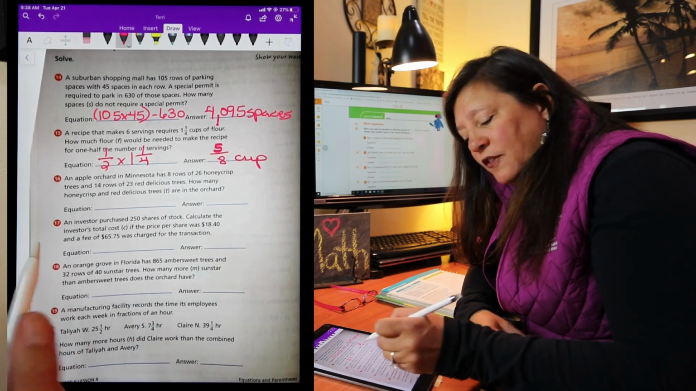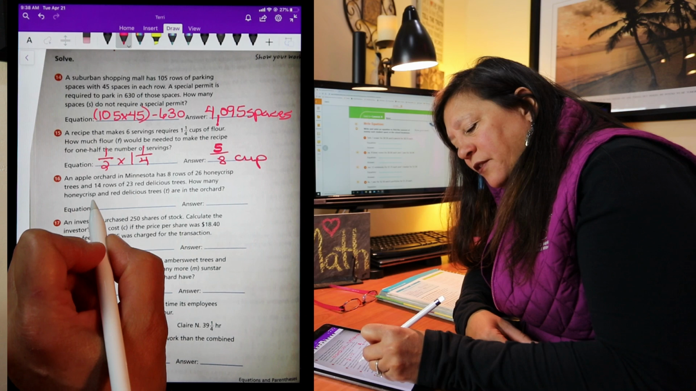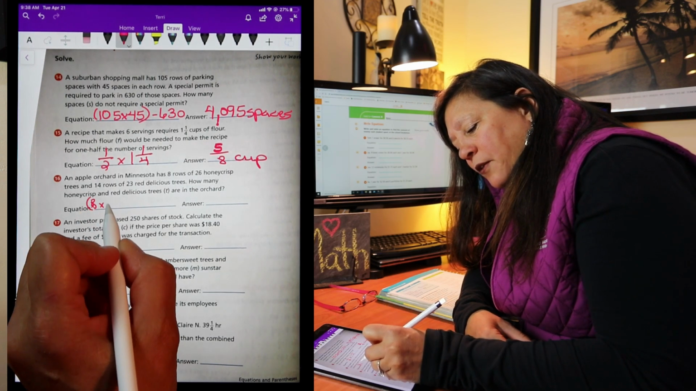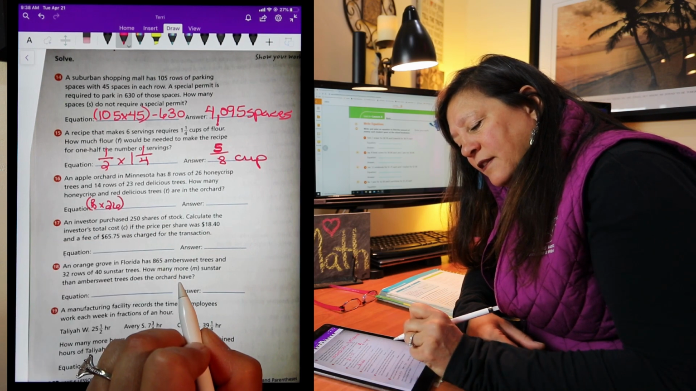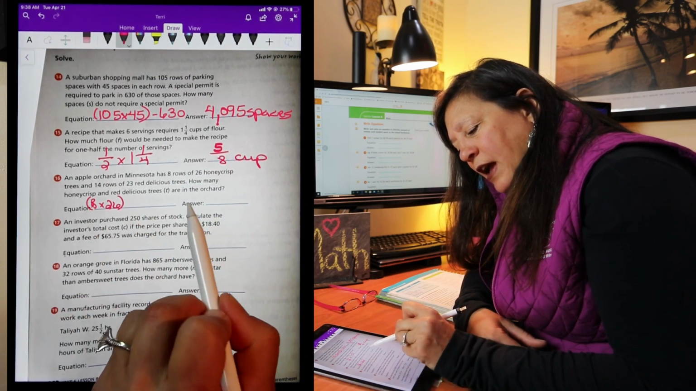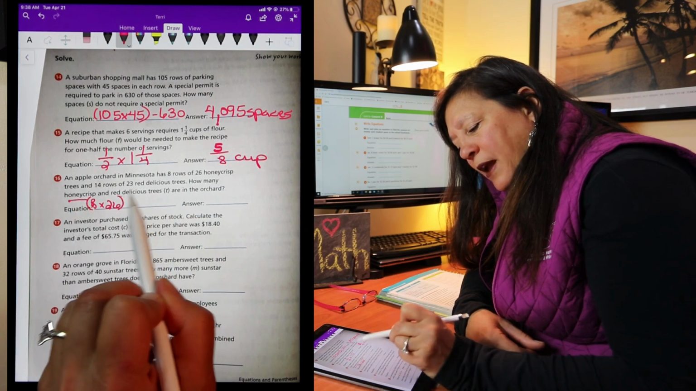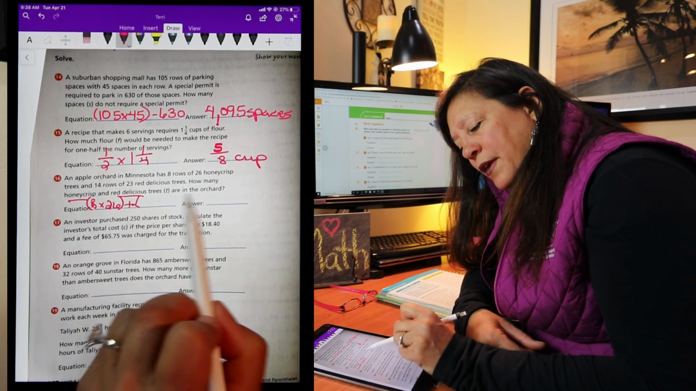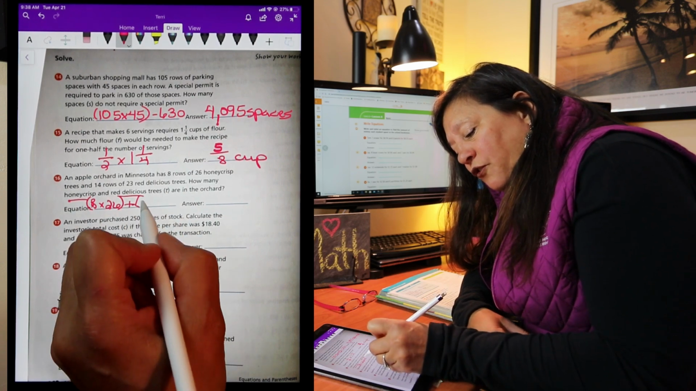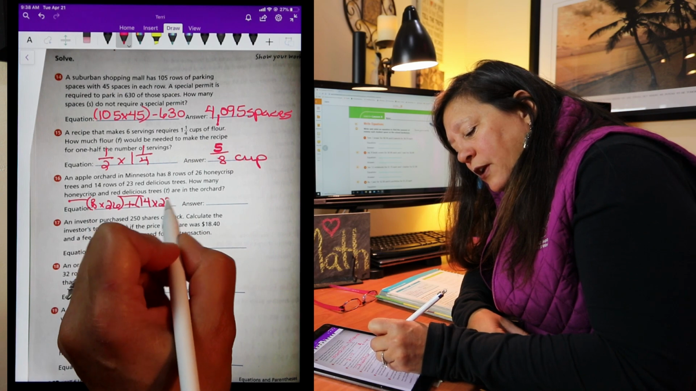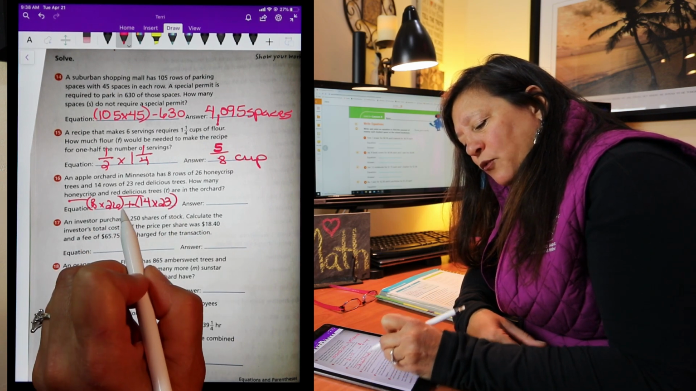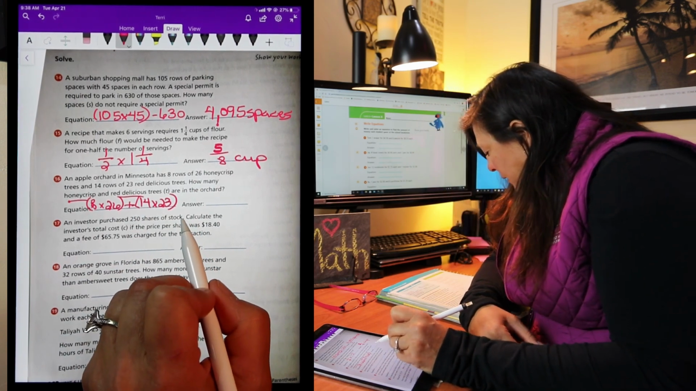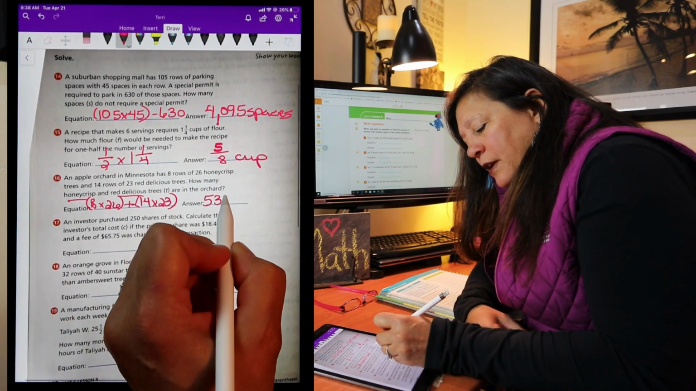Okay, we're going to use 2 sets of parentheses here because we have a couple of different things we need to do. First we have to figure out how many Honeycrisp by taking 8 times 26. And we're going to find out how many are there in all of Honeycrisp and Red Delicious. So we're going to add that answer to how many Red Delicious, which is 14 rows times 23. So take your 8 times 26 and your 14 times 23, add them together, and all together you should get 530 trees.